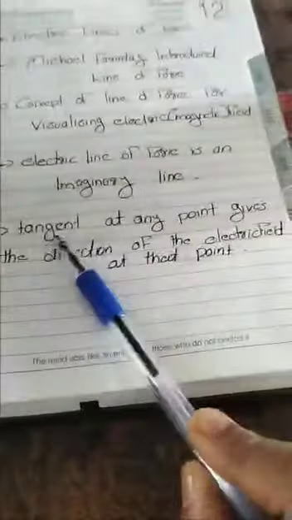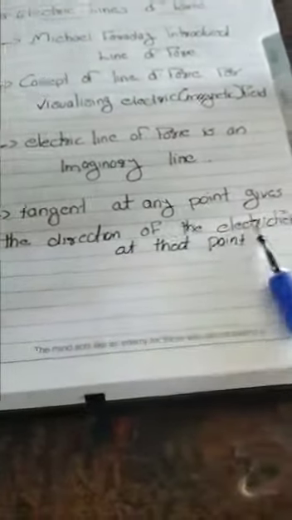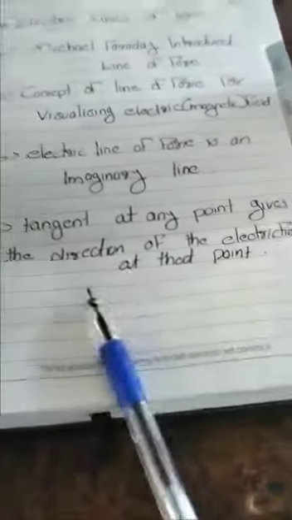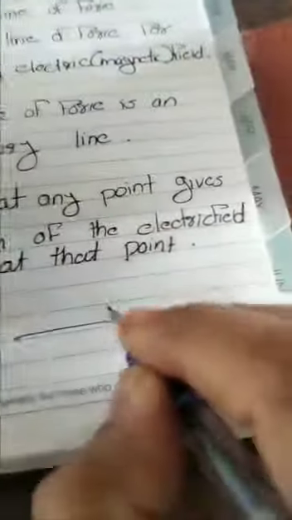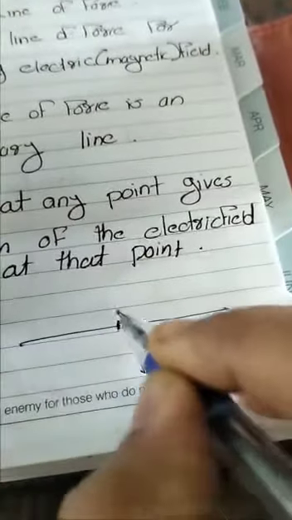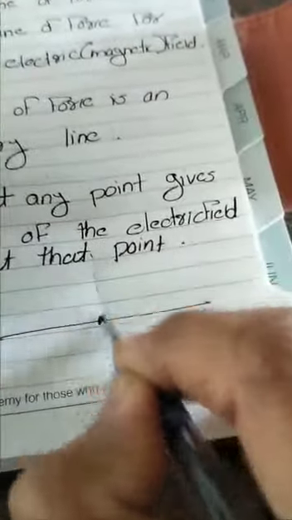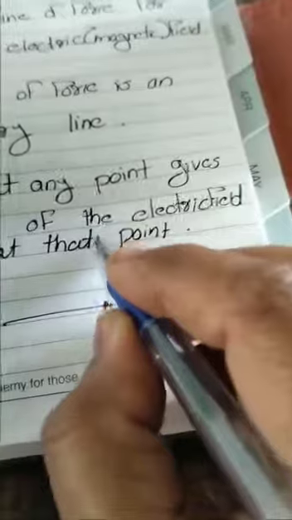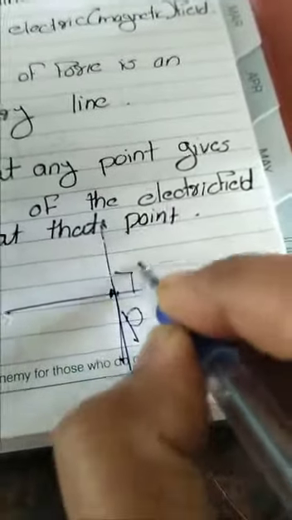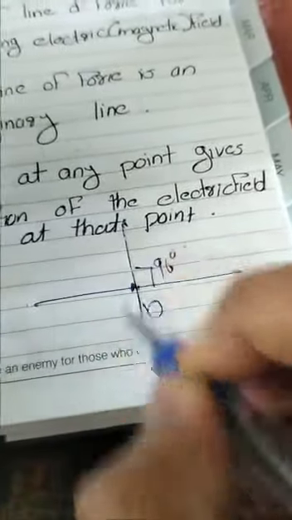The tangent at any point gives the direction of the electric field at that point. Consider any point. The tangent at that point gives the direction of the electric field. Suppose I am considering a line AB, and this is my point P. The tangent at the point P makes an angle of 90 degrees with the perpendicular. The tangent at the point denotes the direction of the electric field.